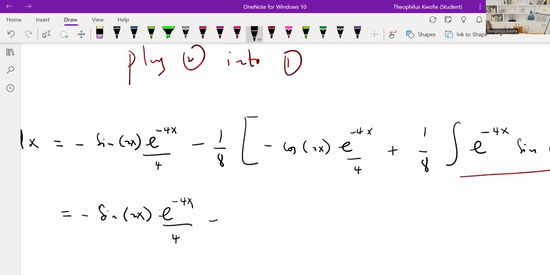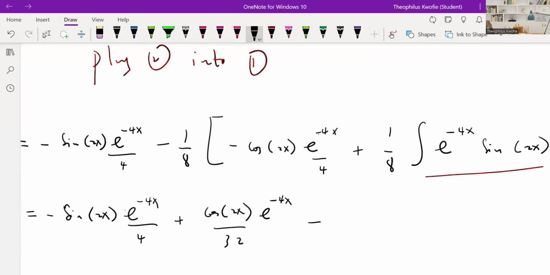So let's simplify them. We're going to have cosine of 2x multiplying minus e to the power minus 4x on 32. 8 times 8, that is what? 64. So we have minus 1 out of 64.